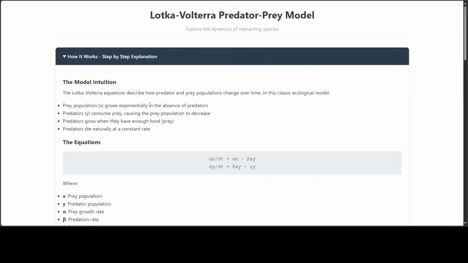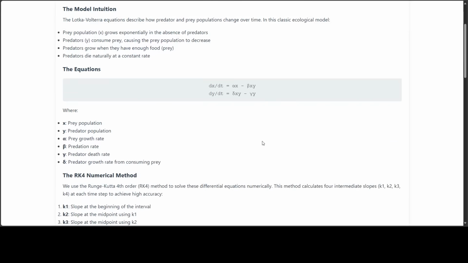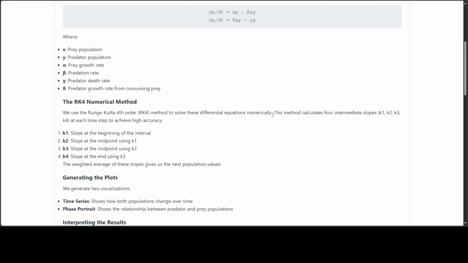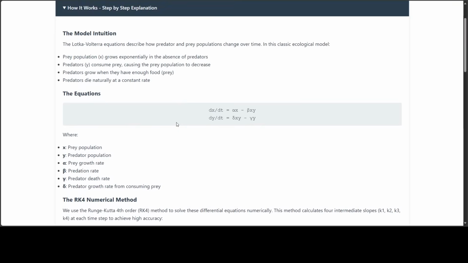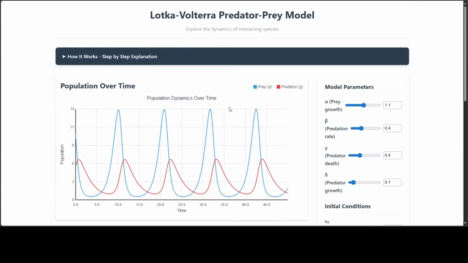First it has explained what exactly this equation does. Then this is the equation where it is explaining the RK4 numerical method and generating the plot. There are two plots, time series and phase portrait. And you can check how the oscillating population works. When prey are abundant, predators increase. More predators mean more prey are eaten. As prey decreases, predators starve and decrease. This is already looking beautiful.